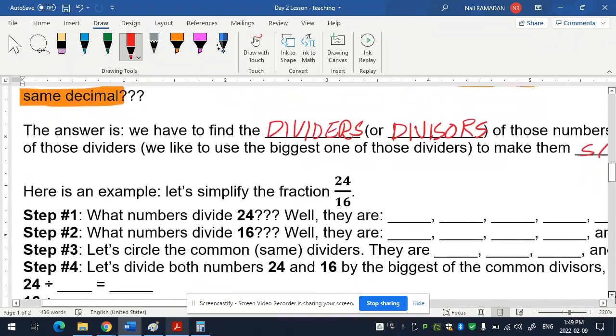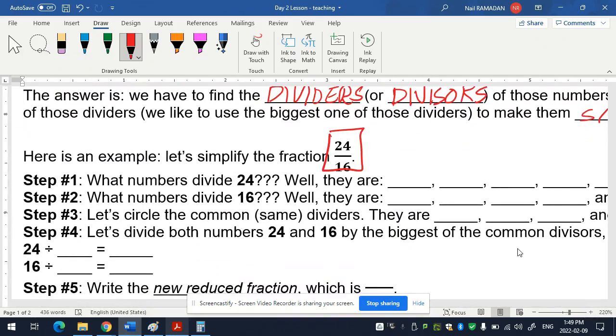All right, everyone. Let's take an example. And let's say our example is 24 over 16. Pencils down. Let me run you through the process. I want you to live through it. Let's look at the number 24. What numbers divide 24? In other words, what number could you write 24 divided by and it still gives you a whole number?